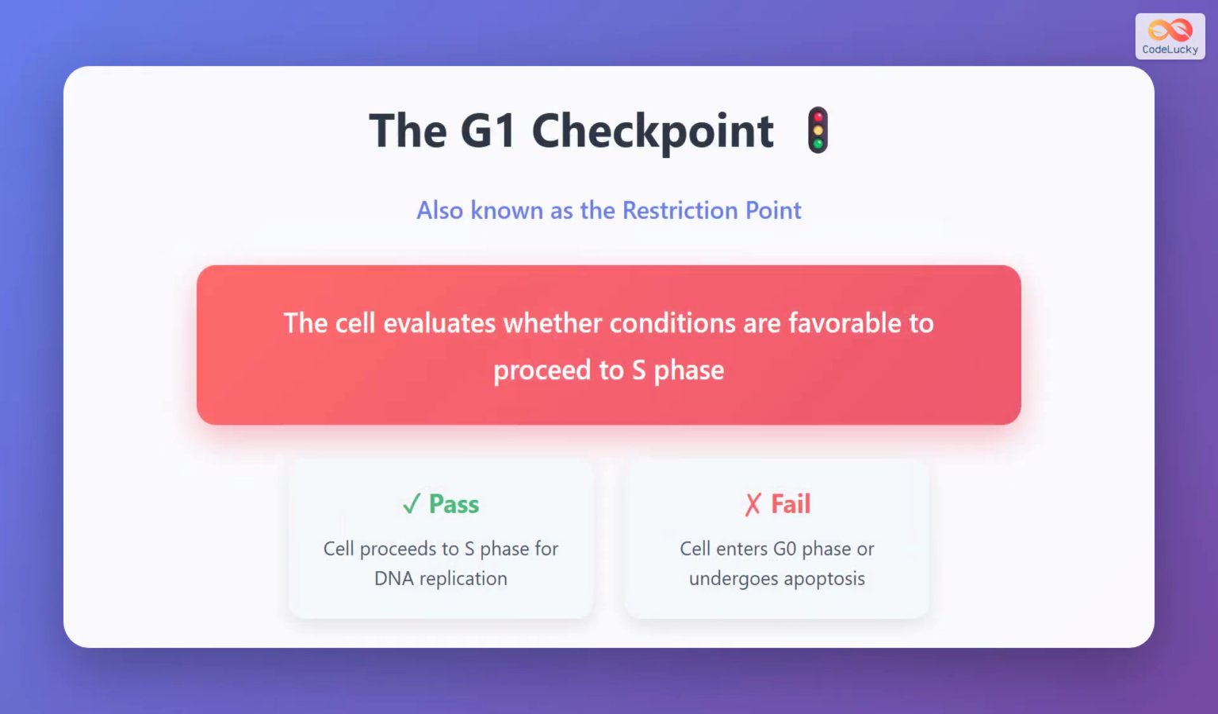At the end of G1 phase, the cell reaches a critical decision point called the G1 checkpoint, also known as the restriction point. This is like a quality control station where the cell evaluates whether conditions are favorable enough to proceed to S phase and commit to another round of division. The checkpoint acts as a gate with 2 possible outcomes. If the cell passes the checkpoint, it proceeds forward to S phase where DNA replication will occur. However, if the cell fails the checkpoint, it either enters a resting state called G0 phase, or in cases of severe damage, it may undergo programmed cell death called apoptosis.